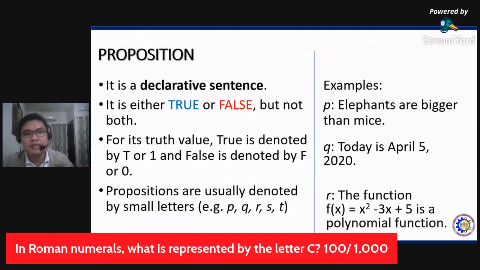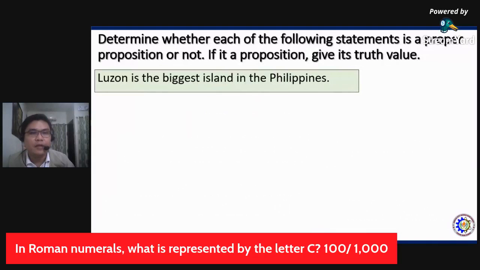Now let's have this exercise for us to determine whether the given statement is a proposition or not. And if it is a proposition, then we will determine its truth value. We can ask the viewers also to participate. They can chat their answers in the chat box and see if they're right or wrong. So I invite the viewers to answer the given statement, if it is a proposition or not, and if it is a proposition, just give its truth value.